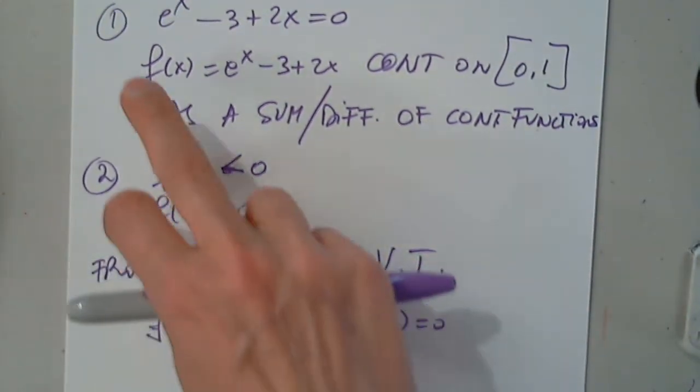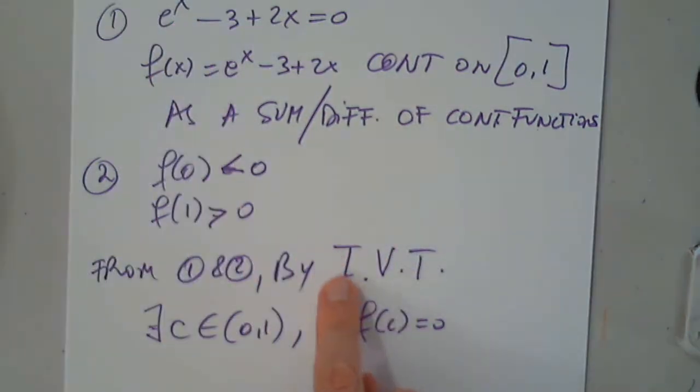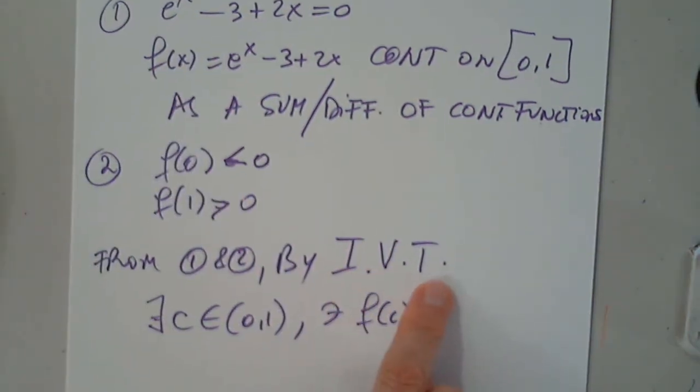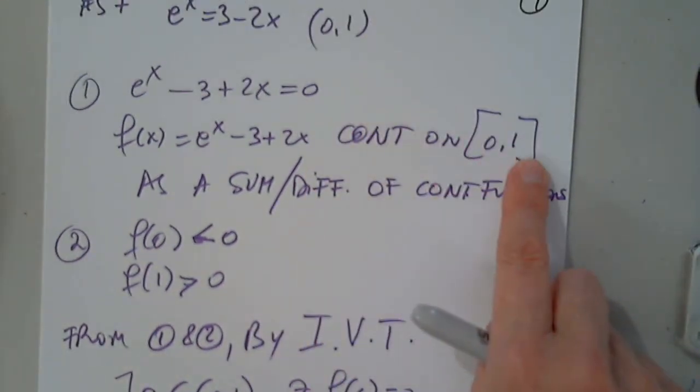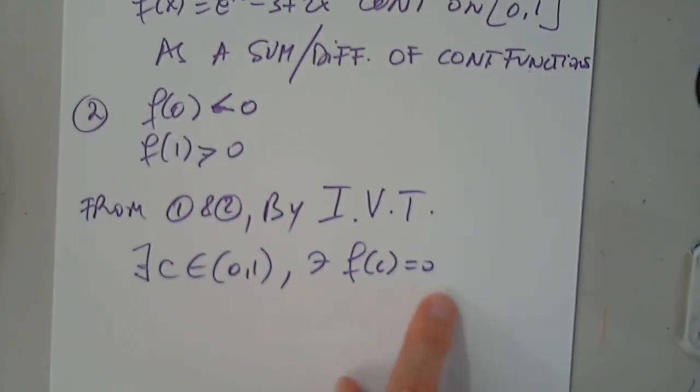Now all I have to say is that from 1 and 2, by the IVT, the intermediate value theorem, there is always a c, at least one, maybe more, but at least one in the open interval (0, 1), not 0, not 1. So this is open and this is closed, such that f of c is 0.